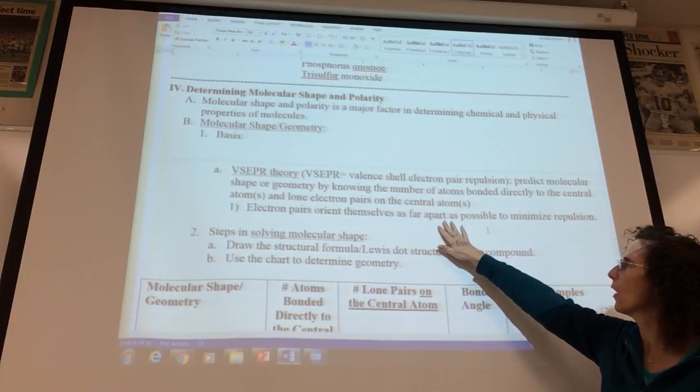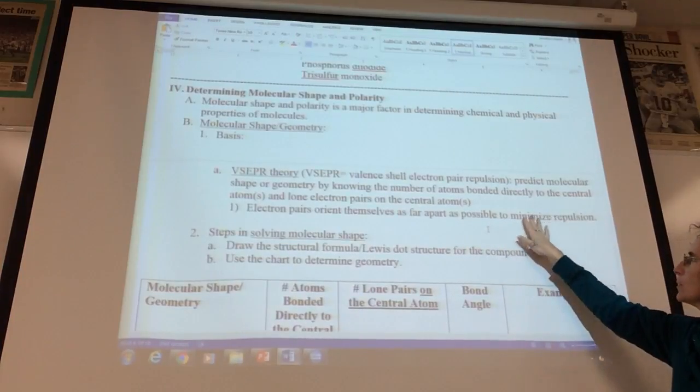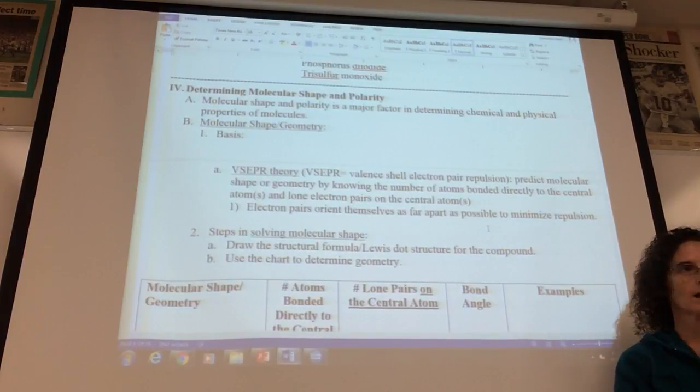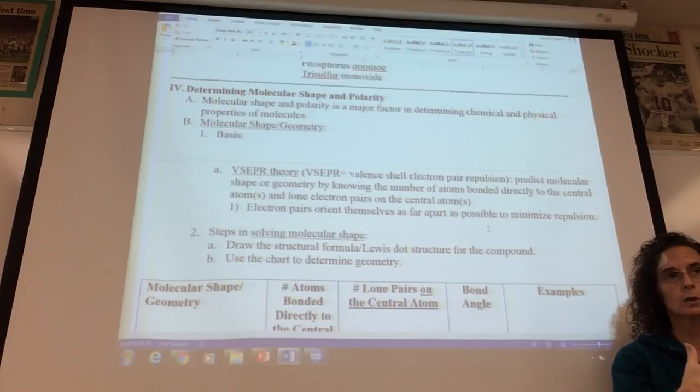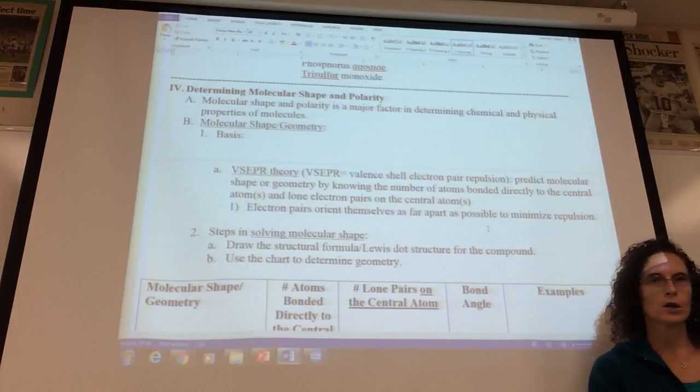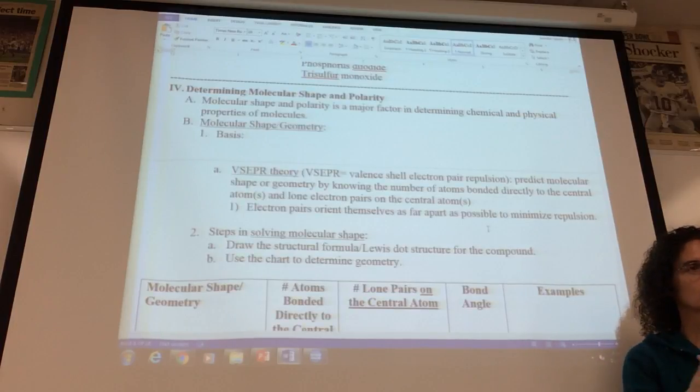You'll see that the electron pairs will orient themselves as far apart as possible in an effort to minimize repulsion. Electrons are negative, so you have two electrons in a pair and they will repel one another, and then those pairs will repel other pairs. So it's like three kids who don't get along, you're not going to sit them really close to one another because they're going to fight. You're going to sit them at opposite ends of the classroom.